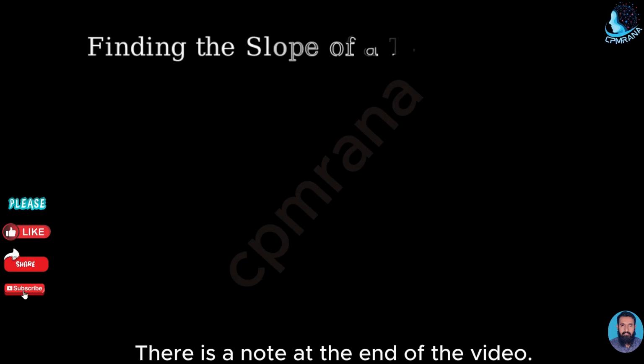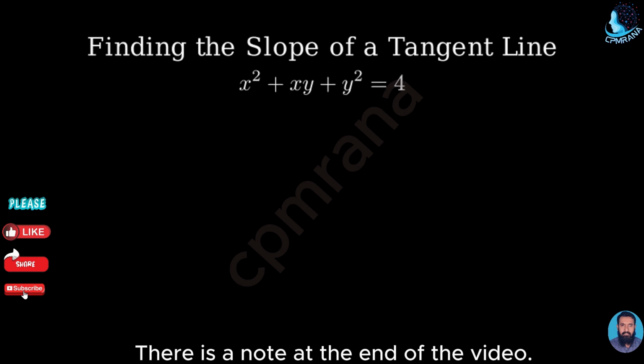Let's solve a problem involving finding the slope of a tangent line at a point on a curve using implicit differentiation. Here's our problem. We have the equation x squared plus xy plus y squared equals 4, and we need to find the slope of the tangent line at the point (2, -2).